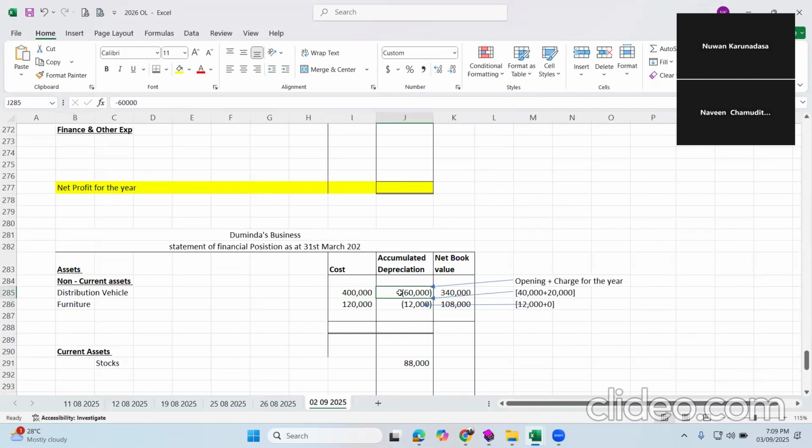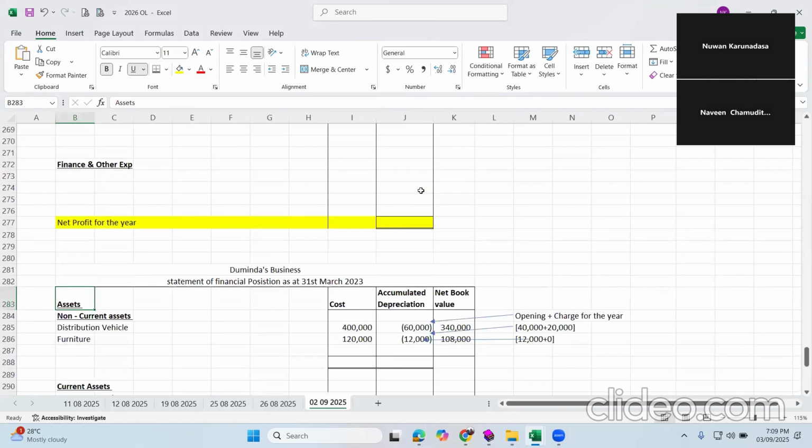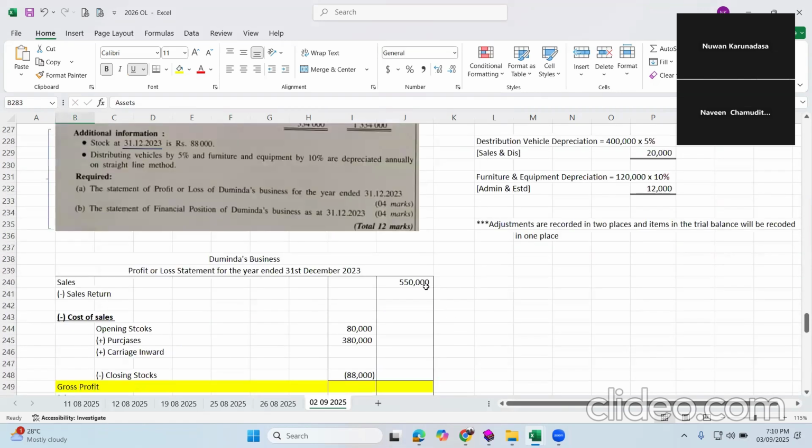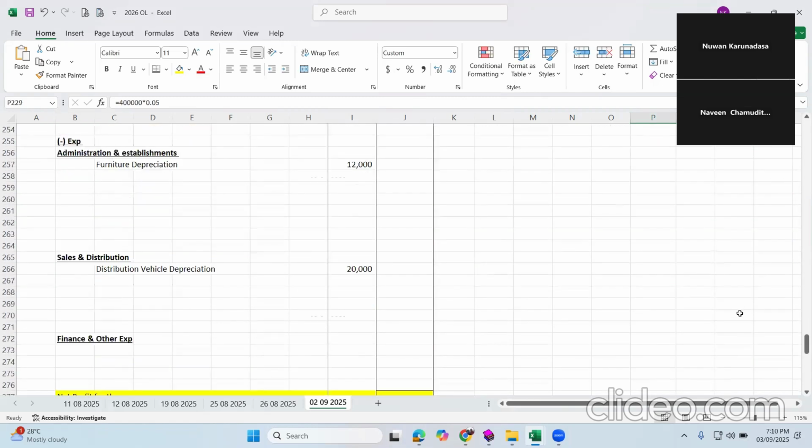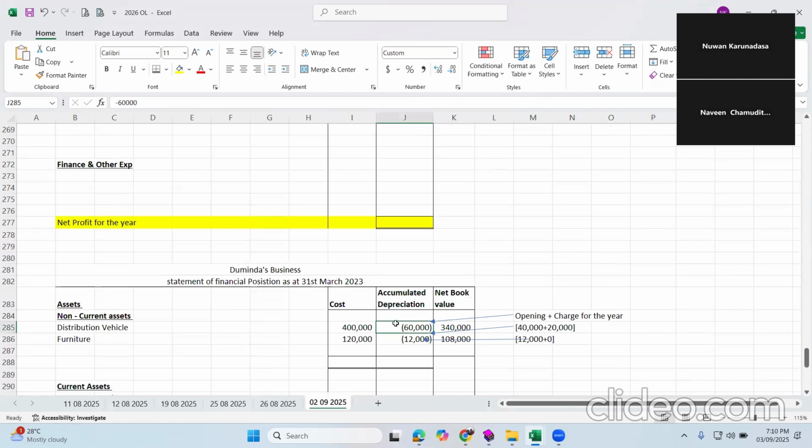Then accumulated depreciation, we have to take it to here. Accumulated depreciation means the total depreciation. So the opening balance we have here, provision for distribution vehicle, is 40,000 plus the charge for the year 20,000, so altogether the depreciation will be 60,000. Here the total accumulated depreciation is 60,000. Then cost minus accumulated depreciation, you get the net book value here, that is 340,000.